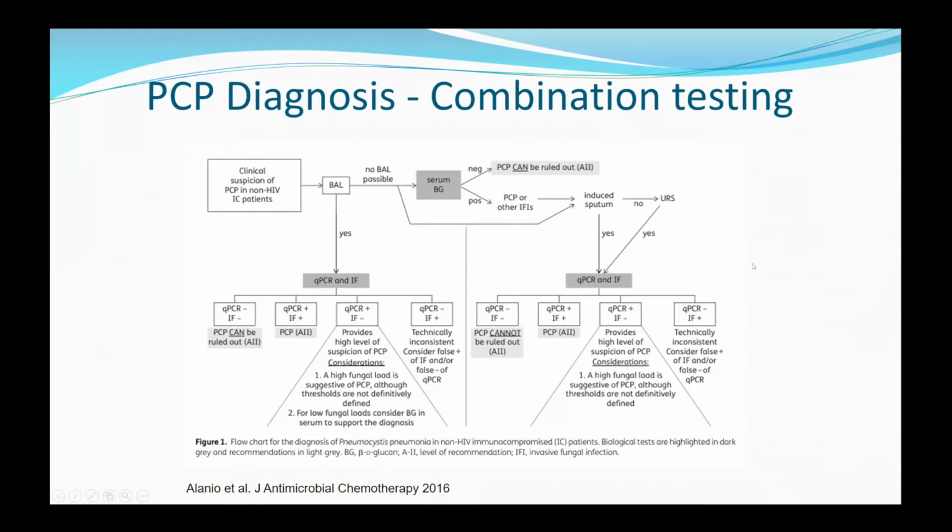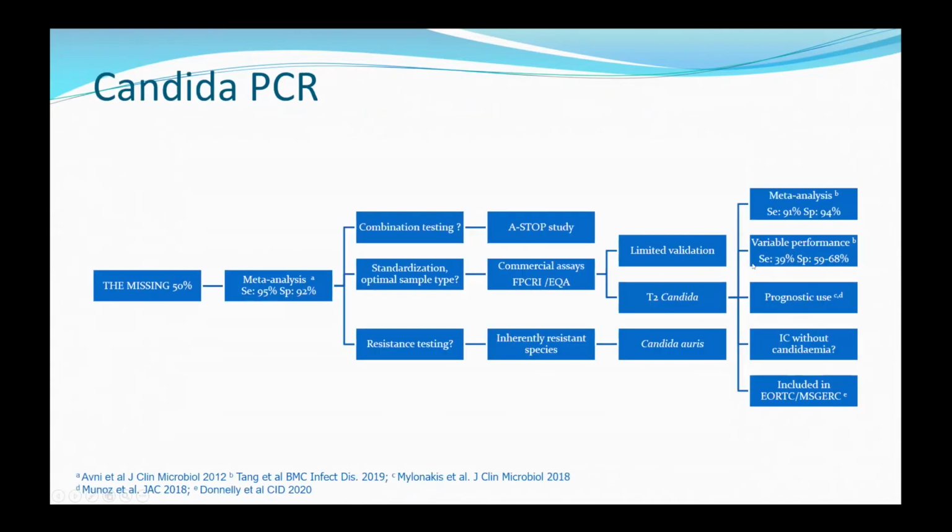deep respiratory tract specimens. I knew Neil would do a fantastic job discussing the diagnosis of invasive candidal disease. As he mentioned, we're trying to pick up this missing 50%. If you look at the meta-analysis of Candida PCR for picking up candidemia, you can find that it's got really high sensitivity and really high specificity. However, this data is actually 10 years old, and it's really important that we update this data with a new meta-analysis of Candida PCR.